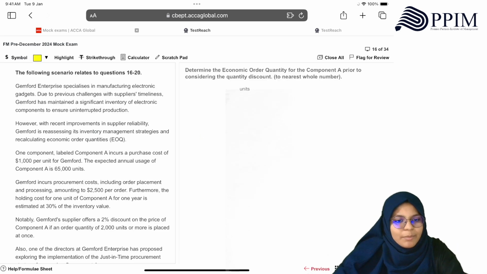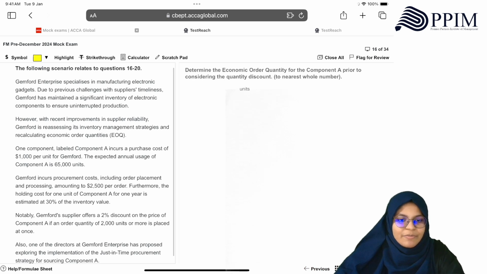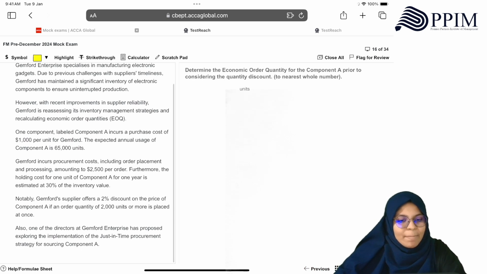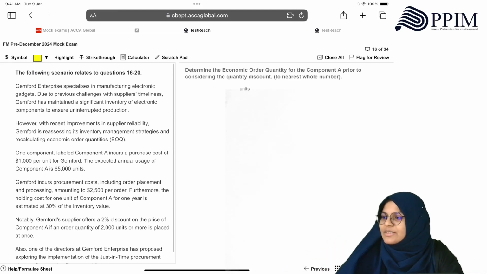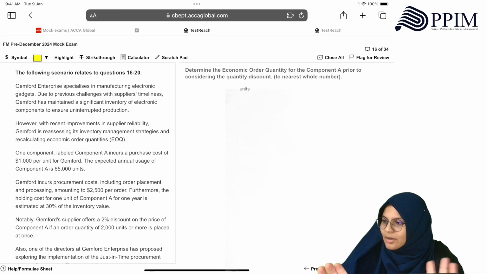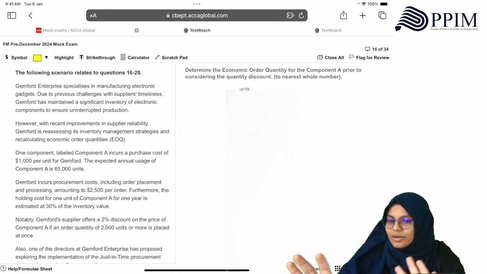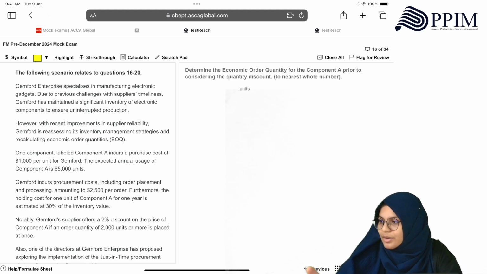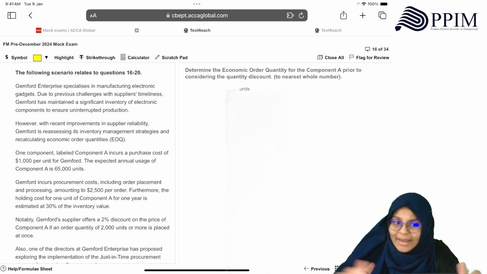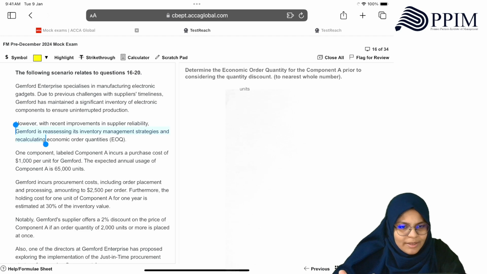So they are talking about a company called Gemford Enterprises. Now it's made very easy for you in your exam. You have the question on one side, the scenario on one side, and whatever they are asking you on the other side, so you don't have to go back and forth. And you can highlight, right? I'm not able to highlight now, but if you use a laptop, you will be able to highlight.